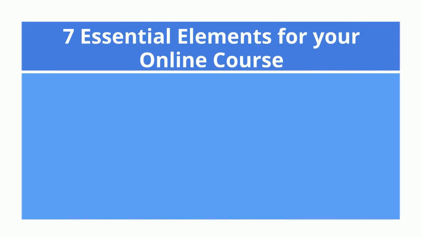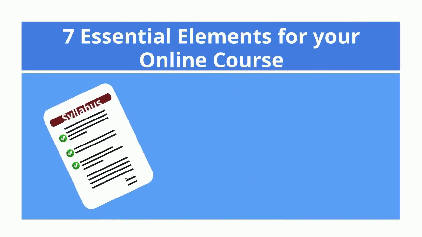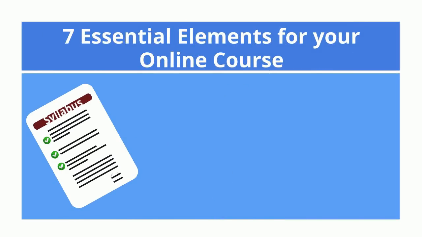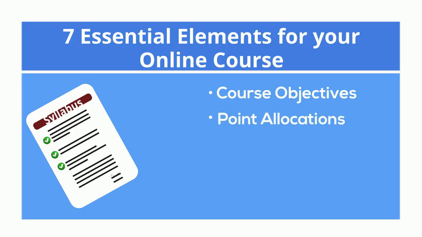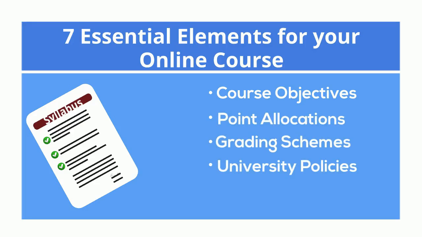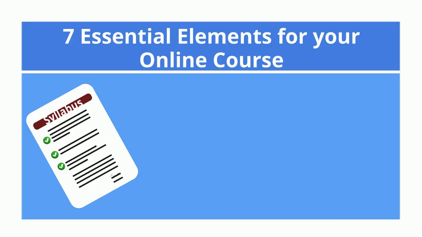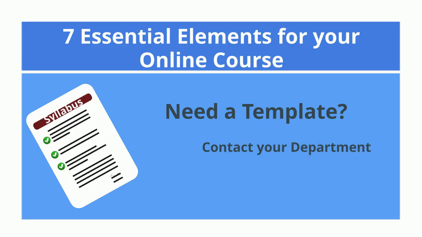Number 2. A syllabus. The syllabus is your course contract. It should have all the unchanging information for the course, like the objectives, point allocations, grading schemes, university policies, and student resources, just to name a few. If you need a template, contact your department or us at the Center for Online Learning. We can help you out with that.